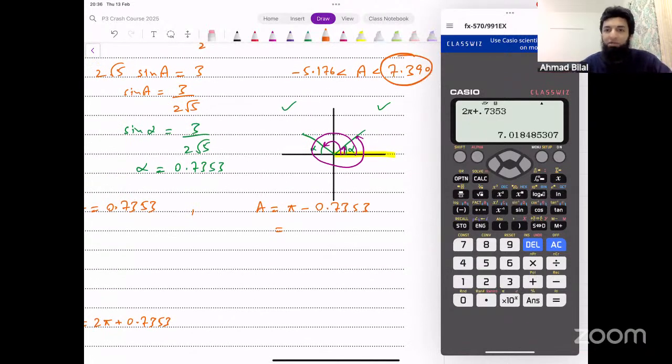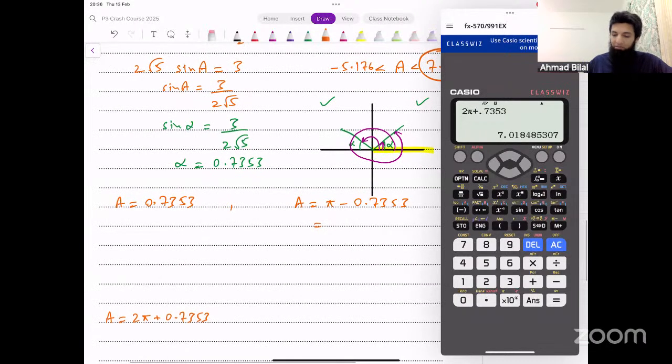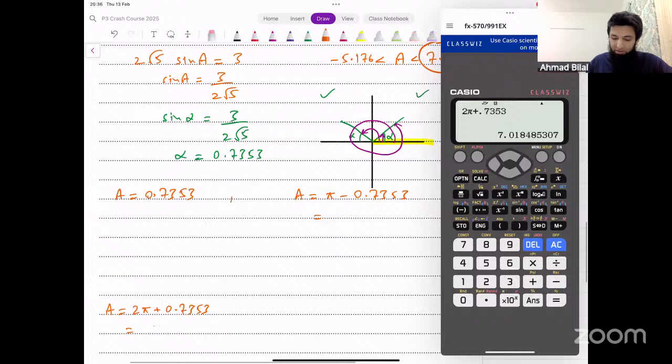So we do have to consider this as well. That's another possible value of A that we're getting. Let me just write that here as well. This is 7.0185.